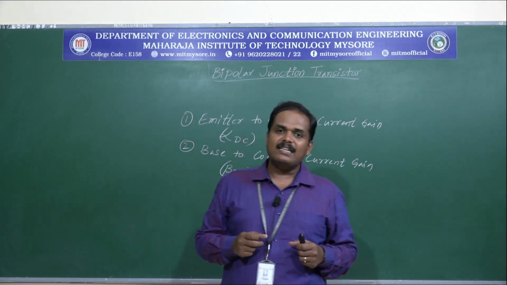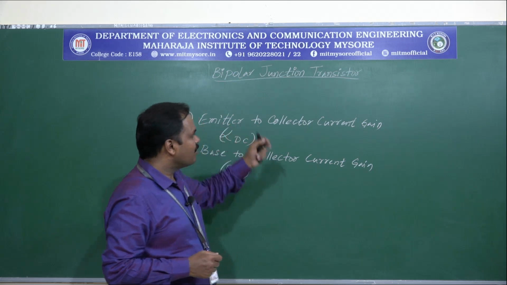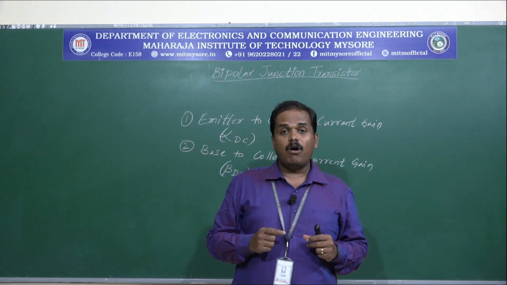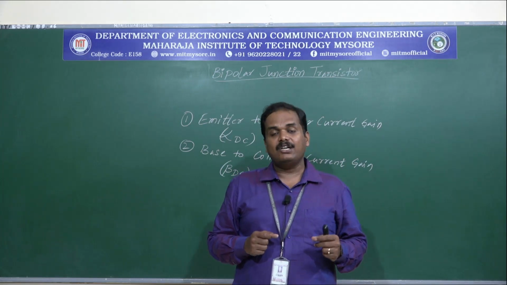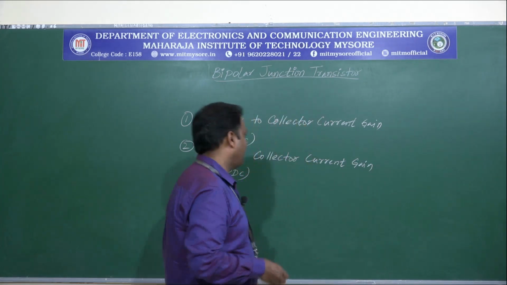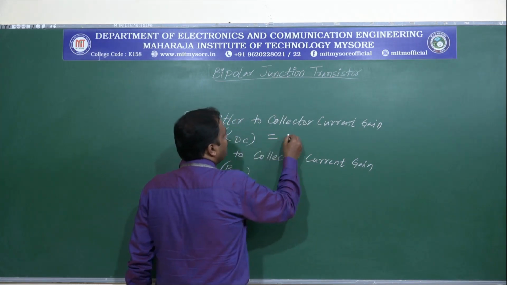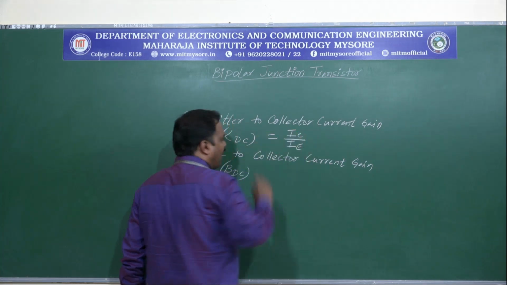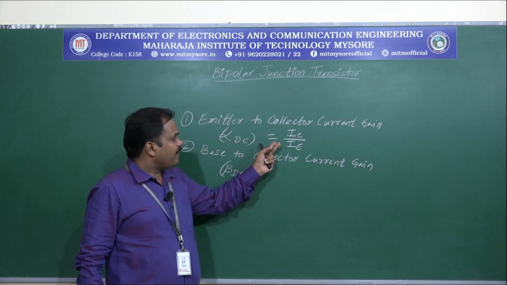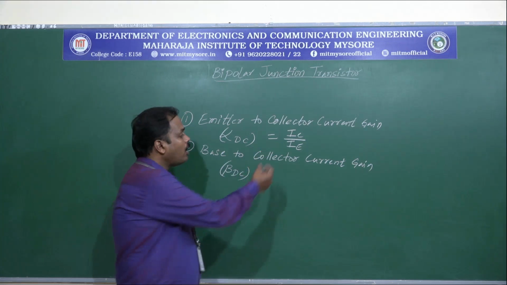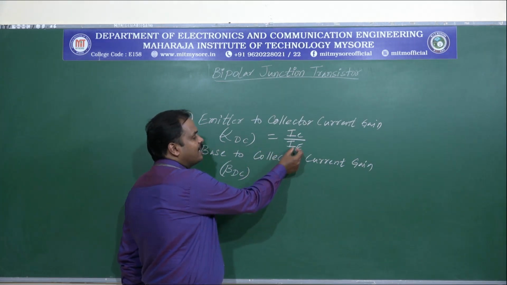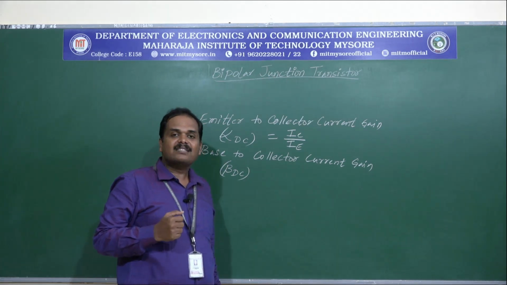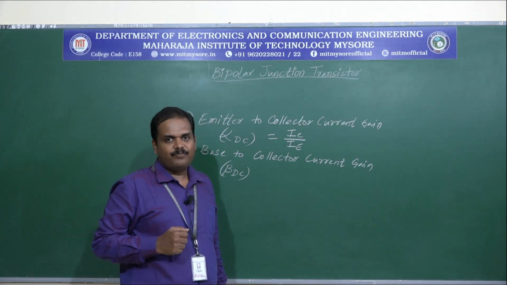The first one, the alpha DC or the emitter to collector current gain, is defined as the ratio of DC collector current to the DC emitter current. So this alpha DC can be written as IC by IE. Significantly, this indicates what amount of emitter current is available at the collector layer as the collector current.